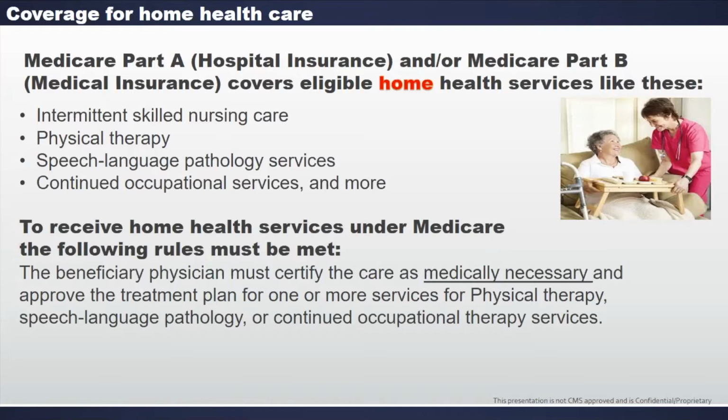Here's the thing: your beneficiary's physician is going to certify that the care is medically necessary and you have an approved treatment plan. So they have a plan that they put together, and it usually has a start and a finish, so it doesn't go forever. There is a plan on exactly how long you're going to get this skilled nursing facility type care at home, right?